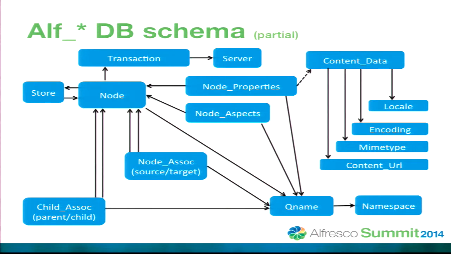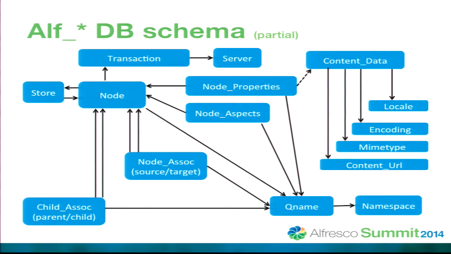I've drawn arrows to represent foreign keys, just to give you a flavor of how the database is structured. The store does point back to the node for the initial root node of the hierarchy. And then every node belongs back to the store. That hierarchy is defined by child associations, which are parent-child. As you build up the hierarchy, you see them connected through. There's also the option to have peer associations, where two nodes can just reference each other in terms of a node association. So there's a source and a target.